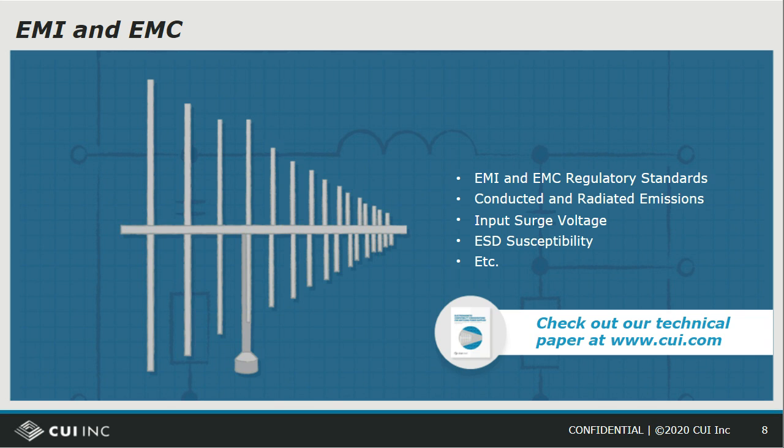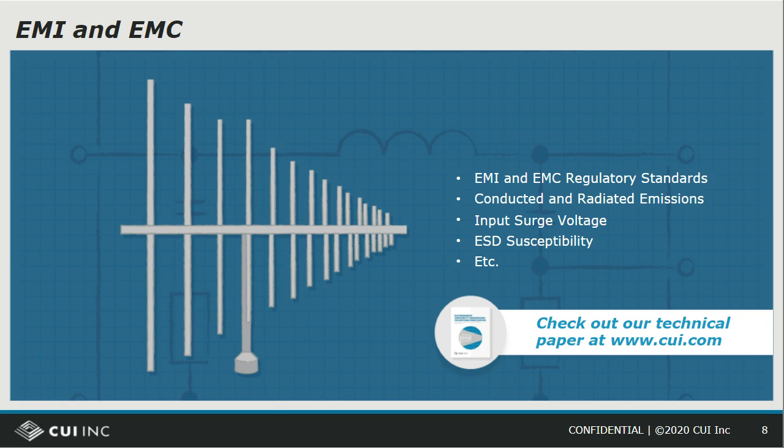So on conducted emissions, as the name implies, they're conducted through the input power cord, and by regulatory definitions, they are at 30 megahertz and below. And they'll affect internal and external supplies in a very similar manner.